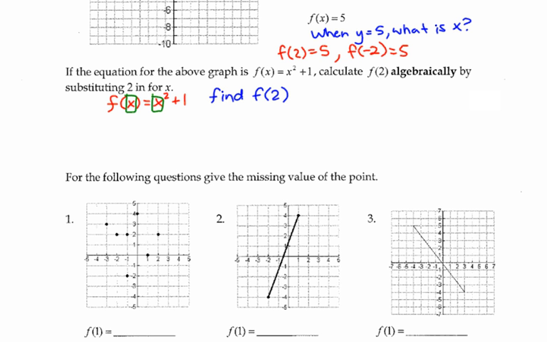So if we're given an equation, it's just replacing our x with 2. So I'm going to go f of 2 is equal to, so wherever I see x, and whenever we replace, we put it in brackets, 2 squared plus 1. What is 2 squared? 4 plus 1 is 5. So f of 2 equals 5. So we just replace it in the equation and sub it in.